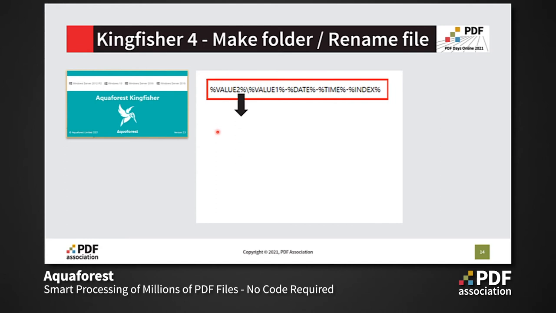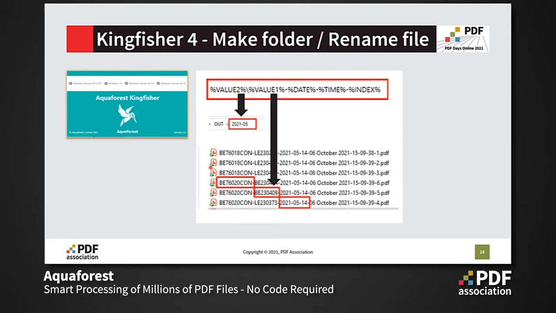First, we use the value number two to create the filing folder featuring the year and month of the shipment. Then we use the actual value one barcode read with the three references we spoke about earlier. And to that, we add a date and timestamp of the scan and an index at the very end.